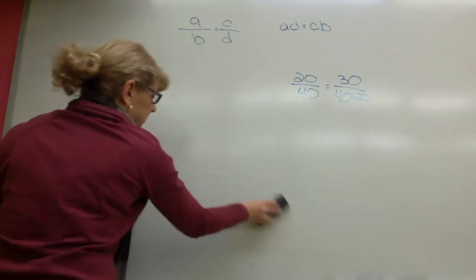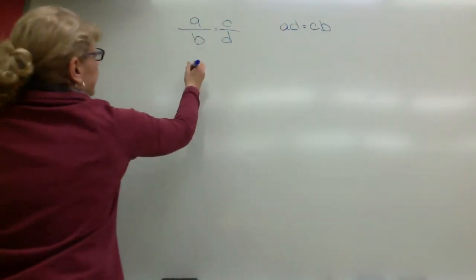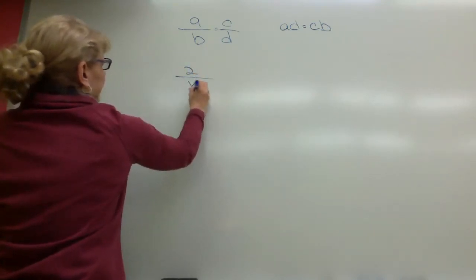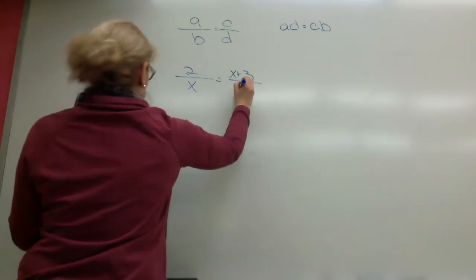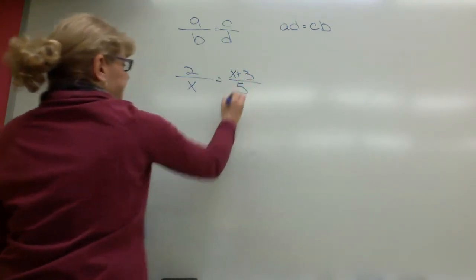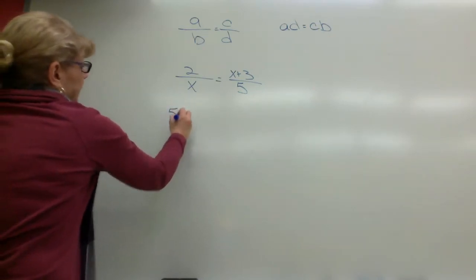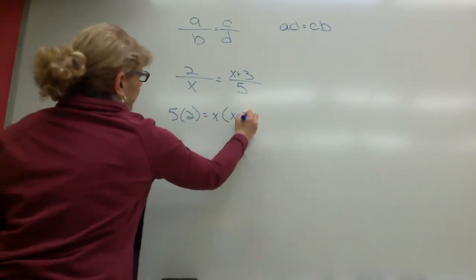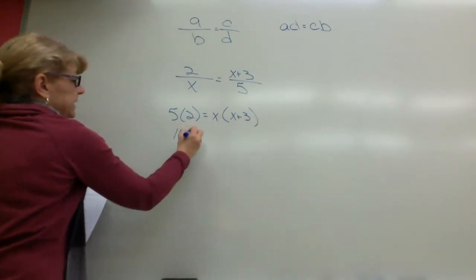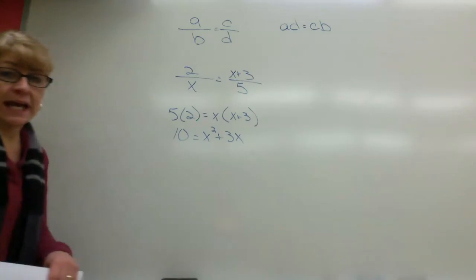Okay, number 2, same type of problem. I have 2 over x is equal to x plus 3 over 5. Again, I'm going to cross multiply. So 5 times 2 is equal to x times x plus 3. That's going to give me 10 is equal to x squared plus 3x.